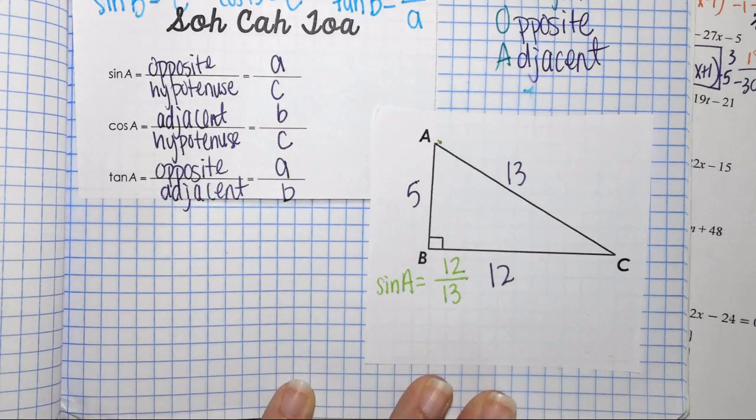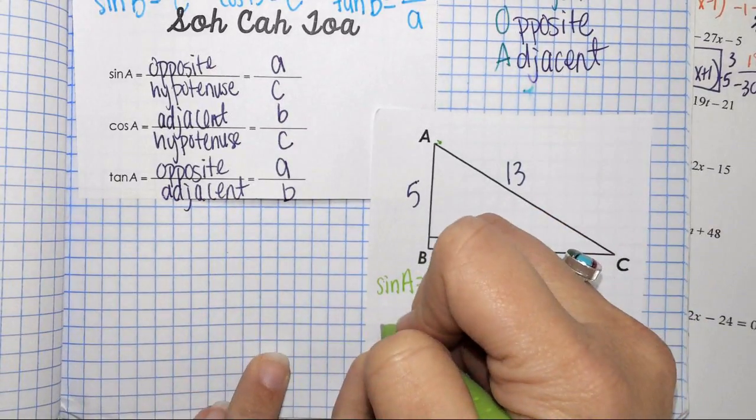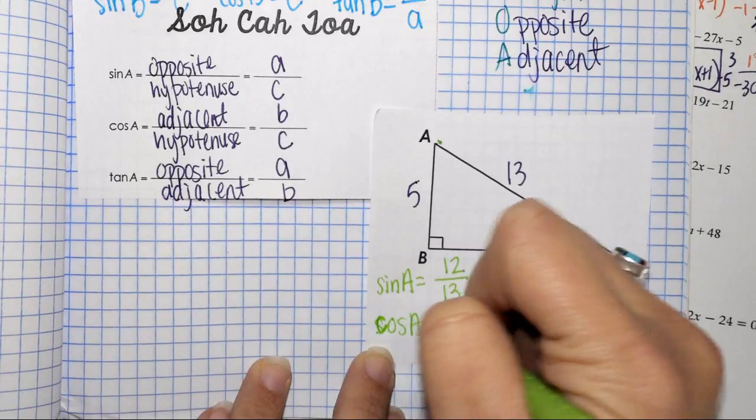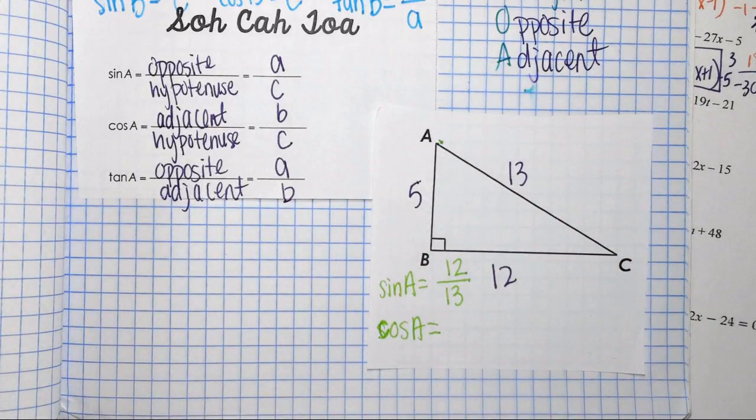Does anybody have any questions on how we got 12 divided by 13? Are we sure? All right, let's do the cosine of A. Cosine is adjacent divided by hypotenuse, correct? All right, what is adjacent to A? What leg is adjacent to A?